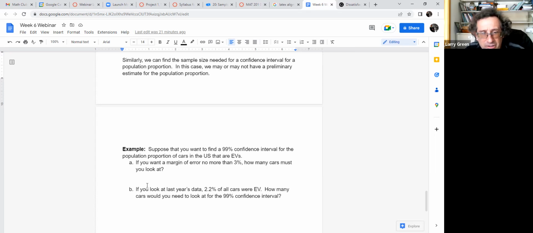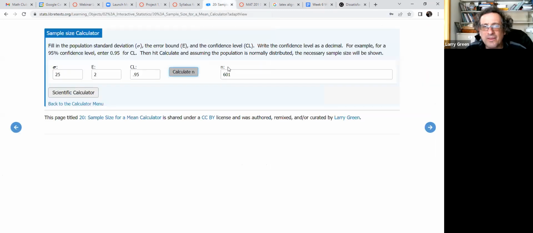Okay. If you want a margin of error of no more than 3%. 3%, by the way, is real common for proportions, for margin of error. You'll see that a lot. There's a reason, and I'll show you in a bit. How many cars must you look at? Okay. Will this calculator work? Yeah, no, this is for means. Ask for standard deviation, right? There's no standard deviation with proportions.